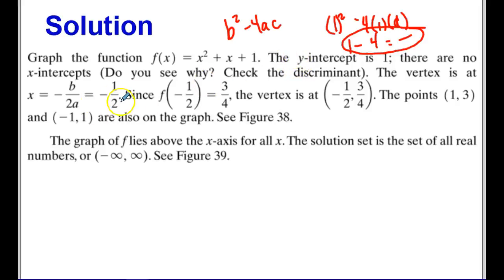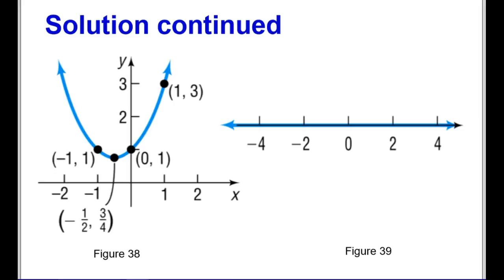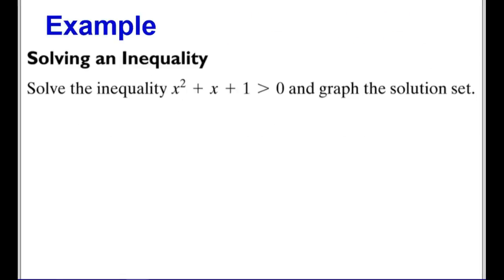I can still find my vertex and some other points, just plugging in some points, and then we can look at our graph. Okay, so here's the graph that we're looking at. What really helps us the most is we don't even have to graph these other points. If we find the vertex and see that the vertex is above the x-axis here, then I know that all real numbers are going to be a solution, because I'm looking for where this function is greater than 0. So if I look back at my function, I notice there's no x-intercepts, so I know I'm never going to cross the x-axis.